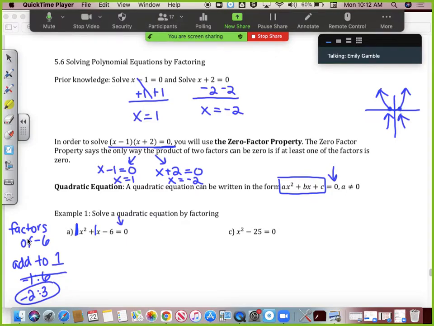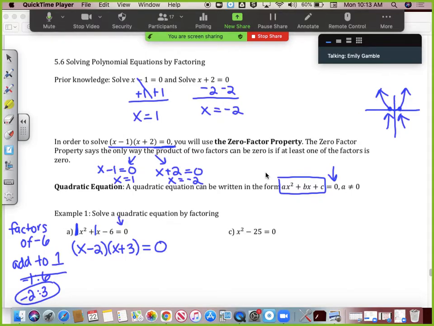X squared plus x minus 6 would be, in any order, x minus 2 times x plus 3, and I'm going to write the equal to 0 part. So what we did is we took the trinomial on the left-hand side and we factored it. Now that we have it factored, we will take these two things and separate them using the zero factor property to find the two solutions to where this quadratic function crosses the x-axis.